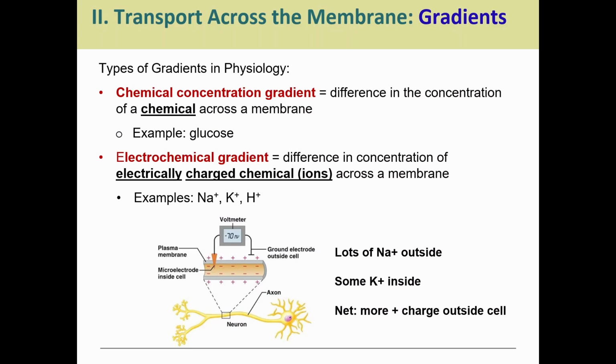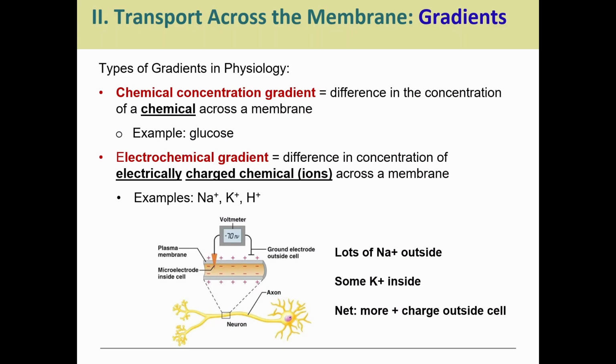Versus the electrochemical gradient, this is looking at the electrical charge across a membrane. And so we'll see this one especially when we look at the neuron and the action potential of a neuron. So we can look at the electrical charge we find using ions like sodium, potassium, hydrogen, they all have a charge, right? We can look at how their placement affects the overall charge of the inside versus the outside of the cell.